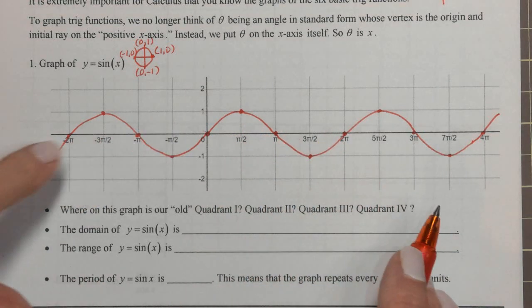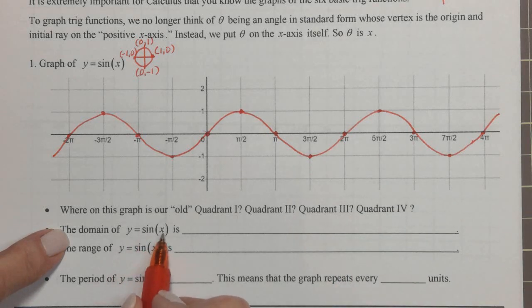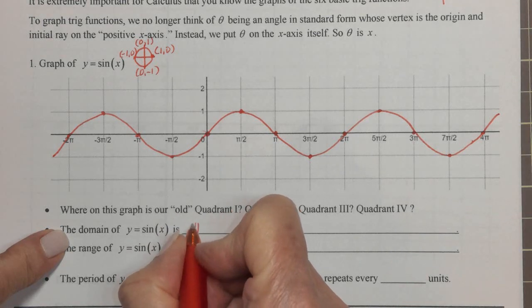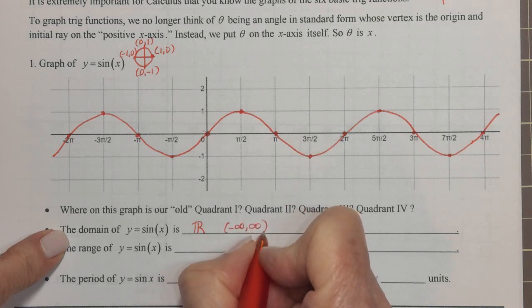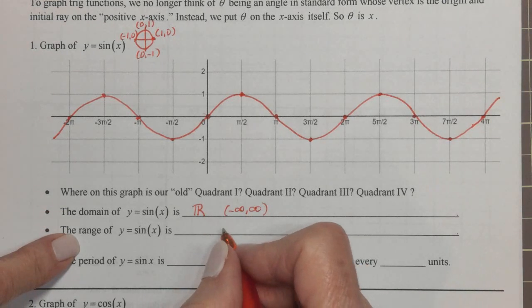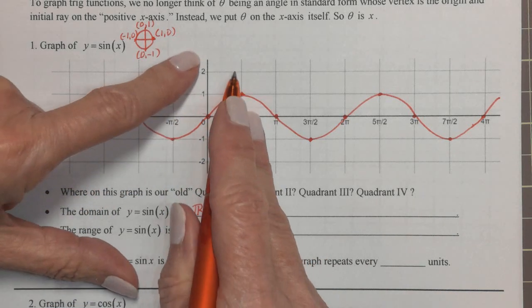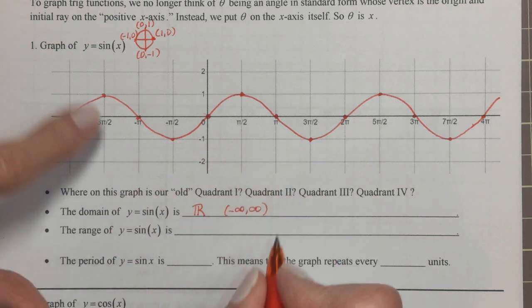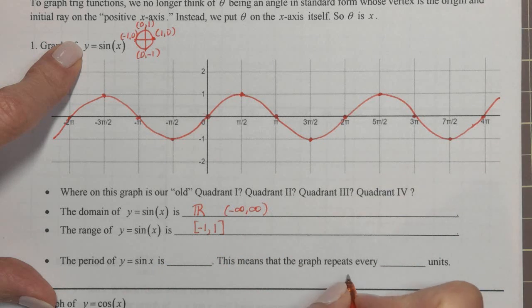3 and quadrant 4. What is the domain of sine x? Sine x can be any real number. All real numbers, no exclusions. So negative infinity to infinity if you prefer interval notation. What is the range of y is equal to sine x? What are the possible y values? Well, y can only be from negative 1 to 1, never above 1, never below negative 1. So from negative 1 to 1, that's the range.